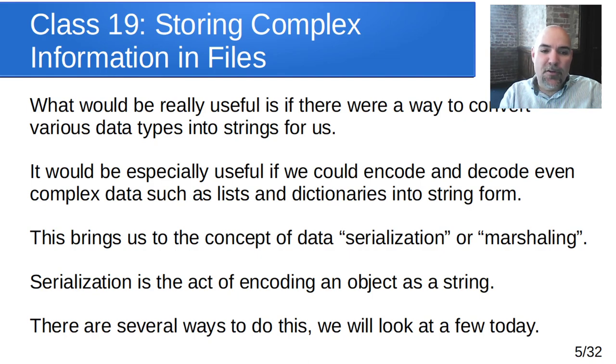So what would be really useful is if there was a way to convert various data types into strings for us. In other words, say, here's an object, make that into a string. And then conversely, we would say, well, here's a string, let's turn that back into that object. The idea there was it would be especially useful if we could encode even complex data objects or items like lists and dictionaries. So you could take, for example, your list of bullet coordinates, save that off in a file as a string, reload it, and then you'd have all the bullets back where they were in your save game, or your enemies, or your inventory items, or whatever that could be stored in a dictionary.